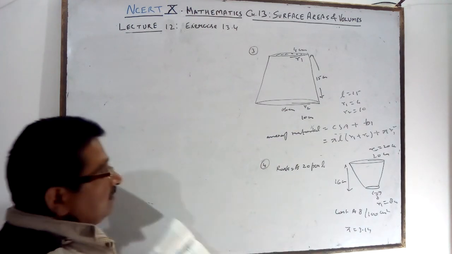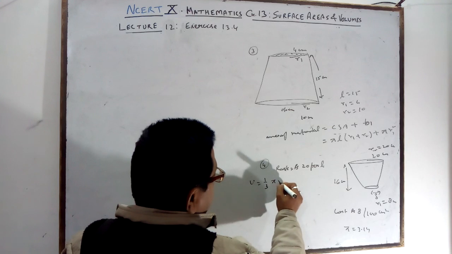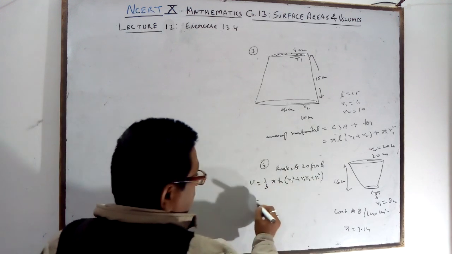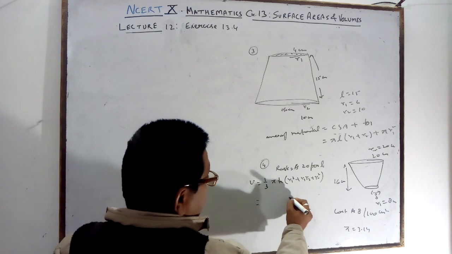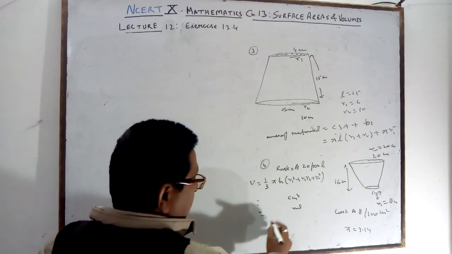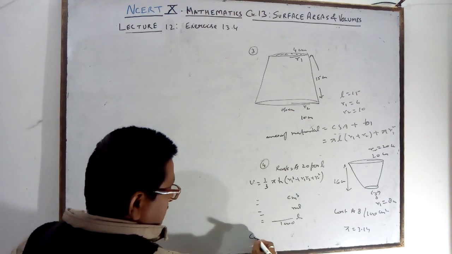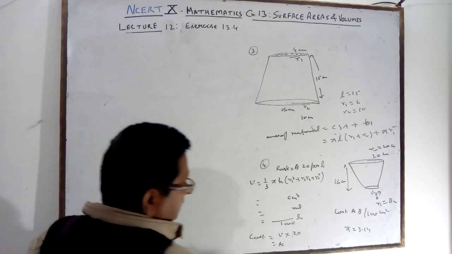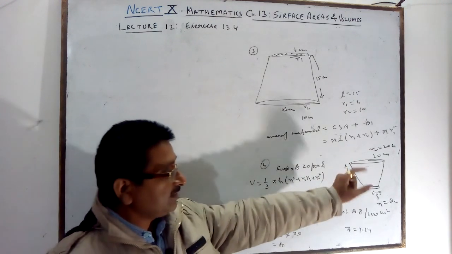So what will you do here? First you find out the milk, meaning volume. Volume is equal to 1 by 3 pi h (R1 square plus R1 R2 plus R2 square). Put the values of pi, R1, R2. You will get the answer in centimeter cube. Convert to ml, same thing, centimeter cube and ml. Divide by 1000, you will get liter. Then cost is equal to volume multiplied by 20. You will get rupees. Whatever the volume comes, multiply by 20, you will get how much cost is required to fill it.